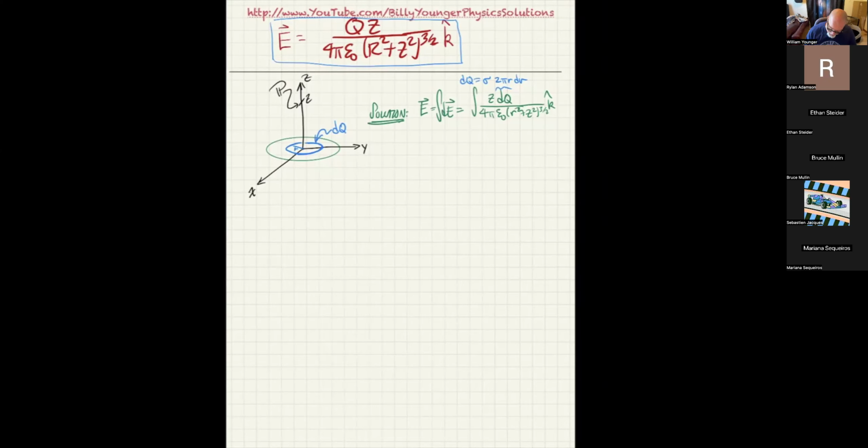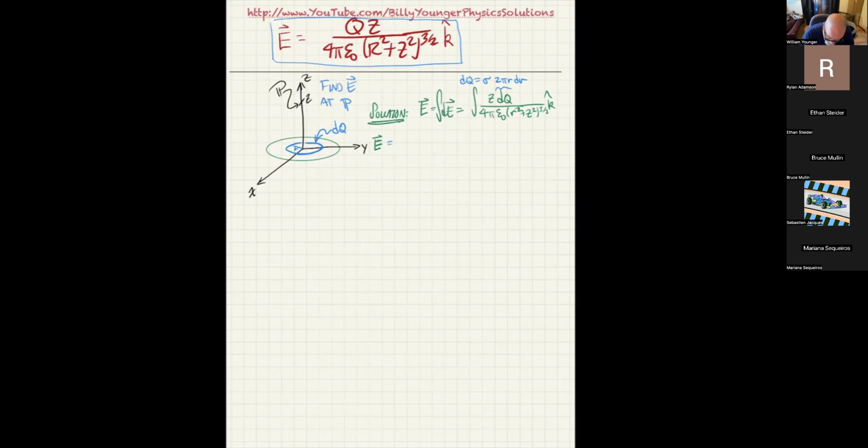All right, now that we have that extra little sidebar, I'm going to go ahead and compute E. So E is going to be given by this. Now, remember the actual wording of this is: find E at P. So that's the actual question.